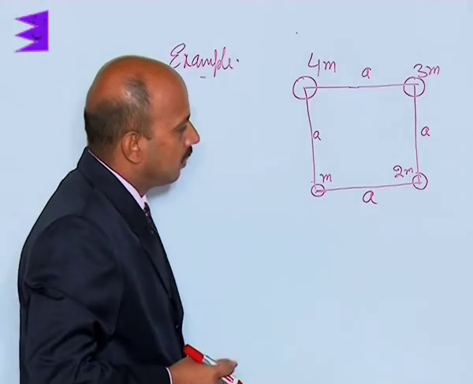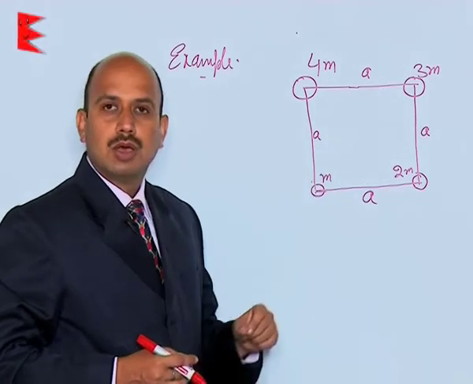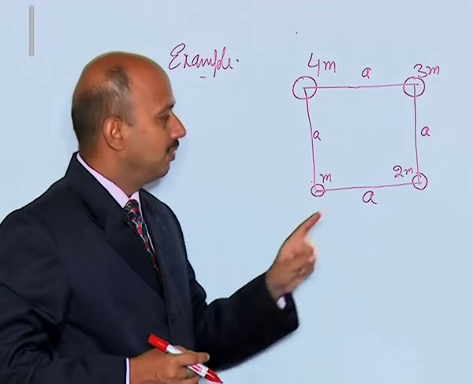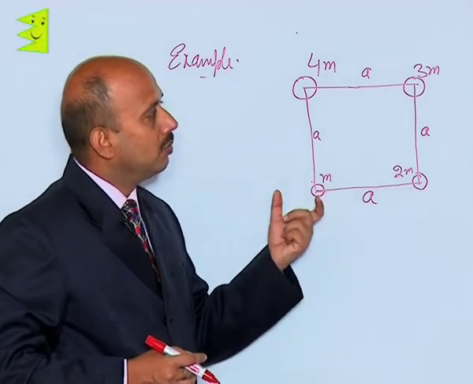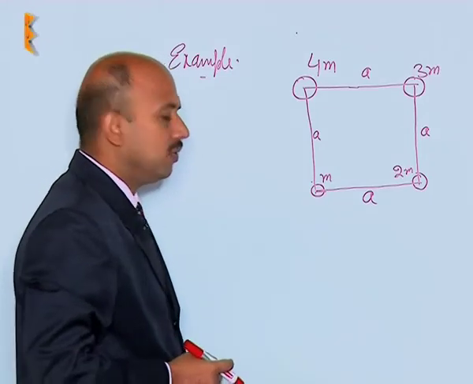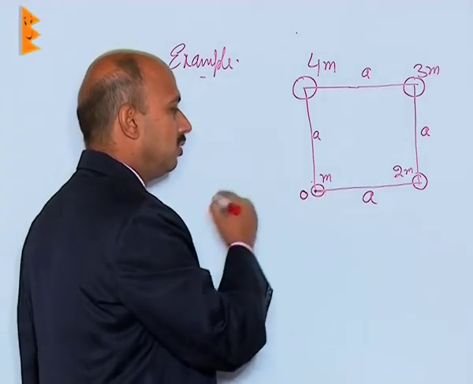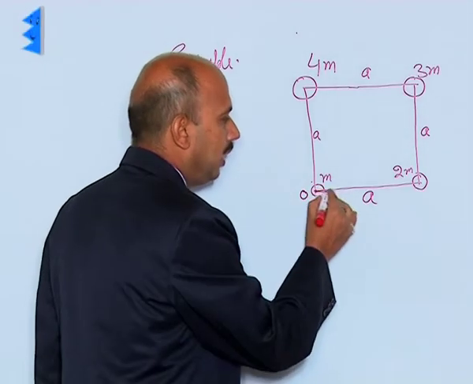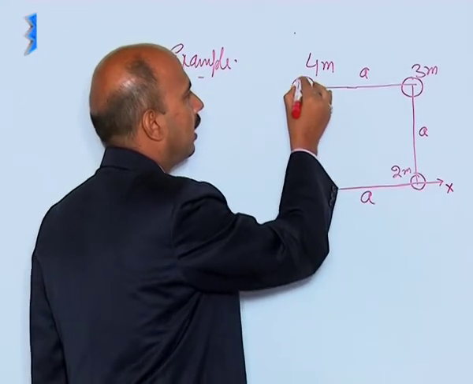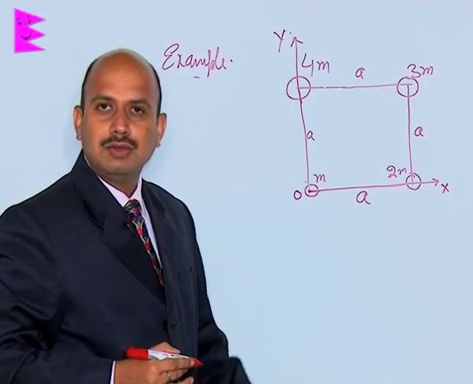Now, see in this example, there are 4 masses m, 2m, 3m and 4m. All these masses are placed at the 4 corners of a square having side a. You have to locate the position of the center of mass. For the calculation, first we assume an origin. Suppose this point is the origin O, this we take as the x axis and this as the y axis. So, this figure is in the xy plane.